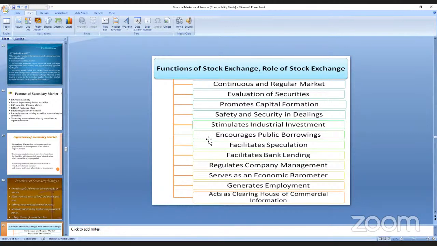Acts as a clearing house for commercial information. Yes, it will hold the whole commercial information, clearing house.